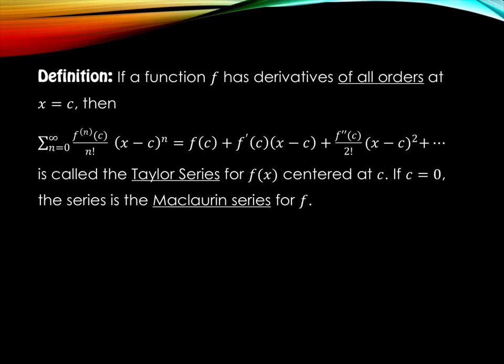So we end up with each of the derivatives over their factorial value, right? So the second derivative is over 2 factorial, the seventh derivative would be over 7 factorial, and then it'd be multiplied by the polynomial x minus c raised to the power of that same derivative that we're working with. This is called the Taylor series for f of x centered at c, and if c is equal to 0, it's the Maclaurin series, just like we saw for the polynomials.